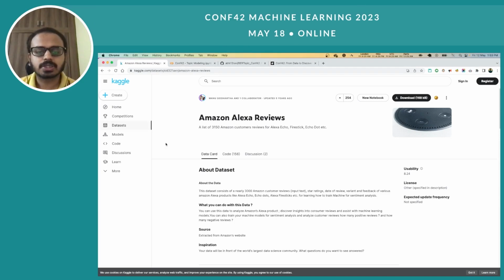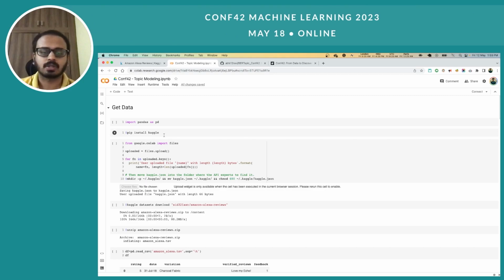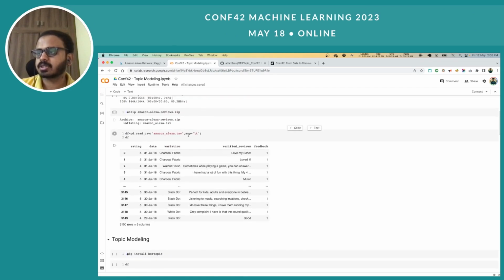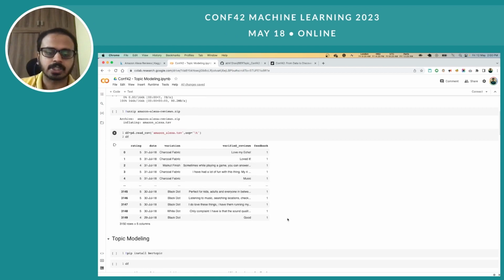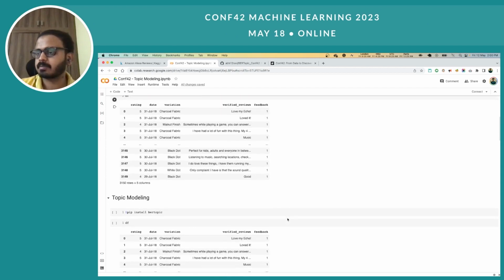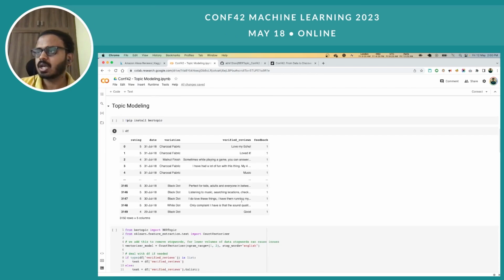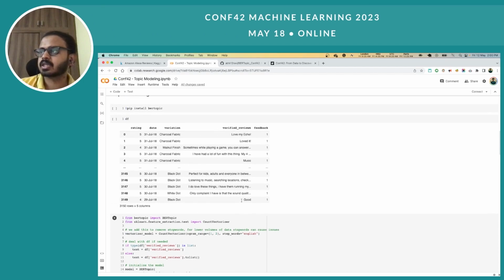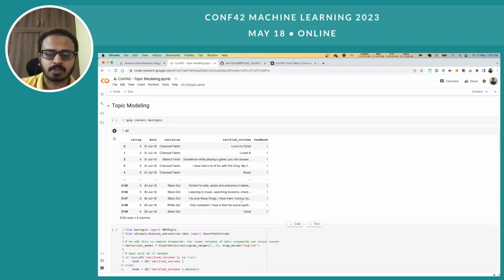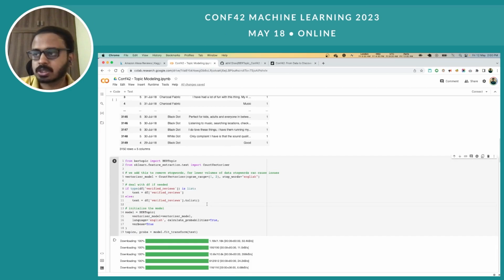All right, so this is the Kaggle website where the dataset is available, and this is how I have retrieved the data. Don't worry, this notebook is available on GitHub for your perusal after the session. First, I get the data, and this is how the data looks after I feed it into a pandas data frame, and we are focused on this verified reviews column. Then we install BERTopic and again check our reviews data frame, and this is where the magic happens.